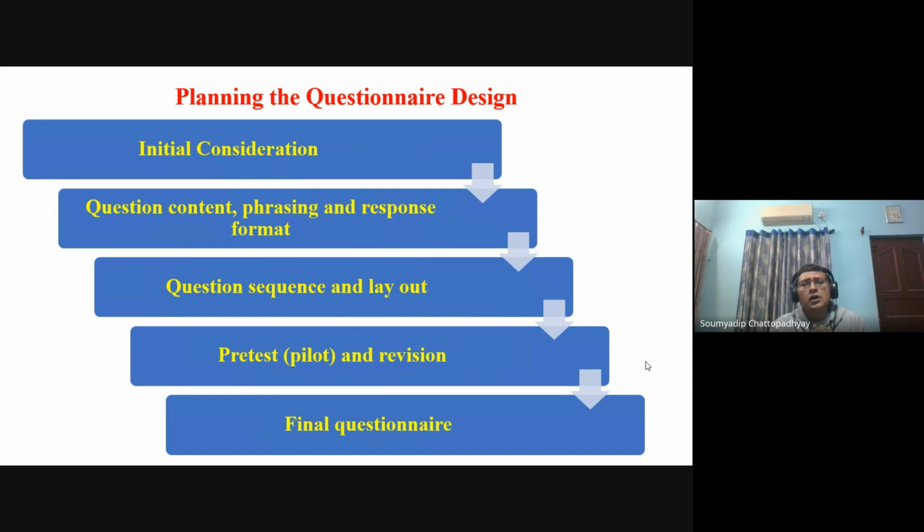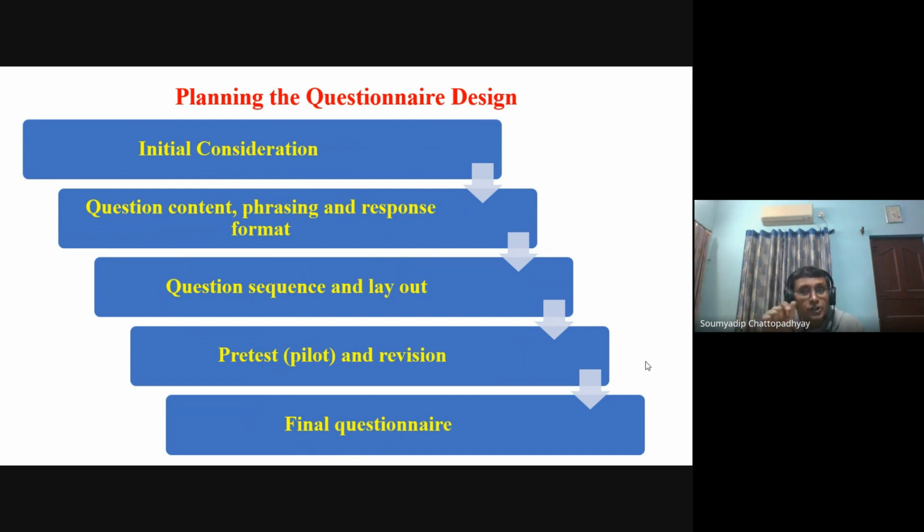Now, how to approach the questionnaire designing? Okay, so definitely there are certain aspects which are very much important. First, you have to start with an initial consideration. That means you have a research problem. Corresponding to that, you have some kind of research hypothesis, research objectives. Then you have to decide on the question content, its phrasing, its response format.